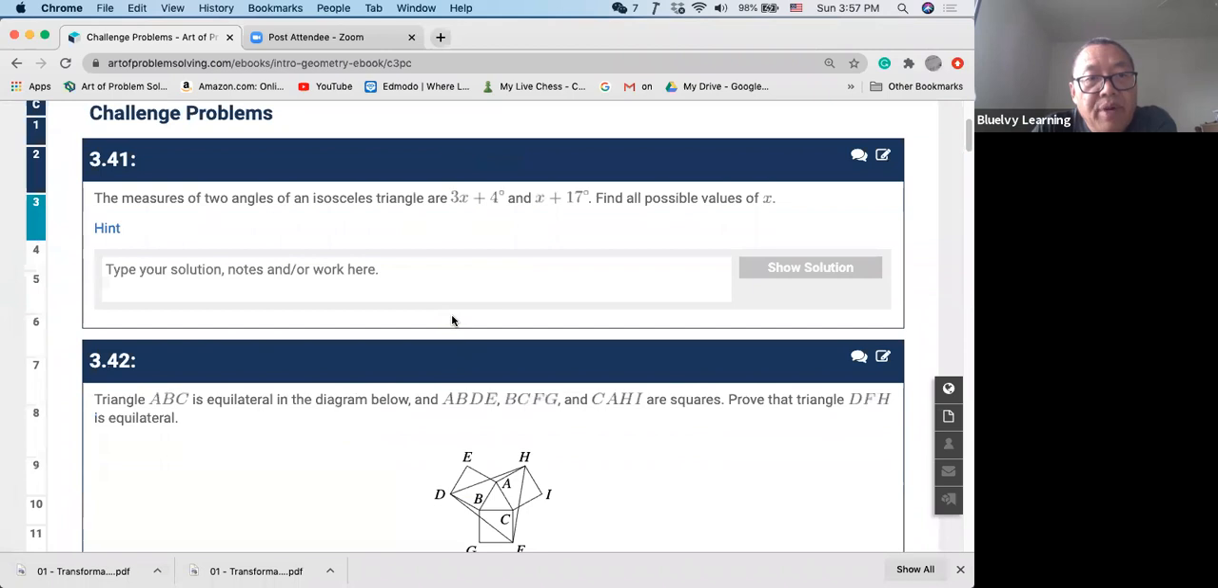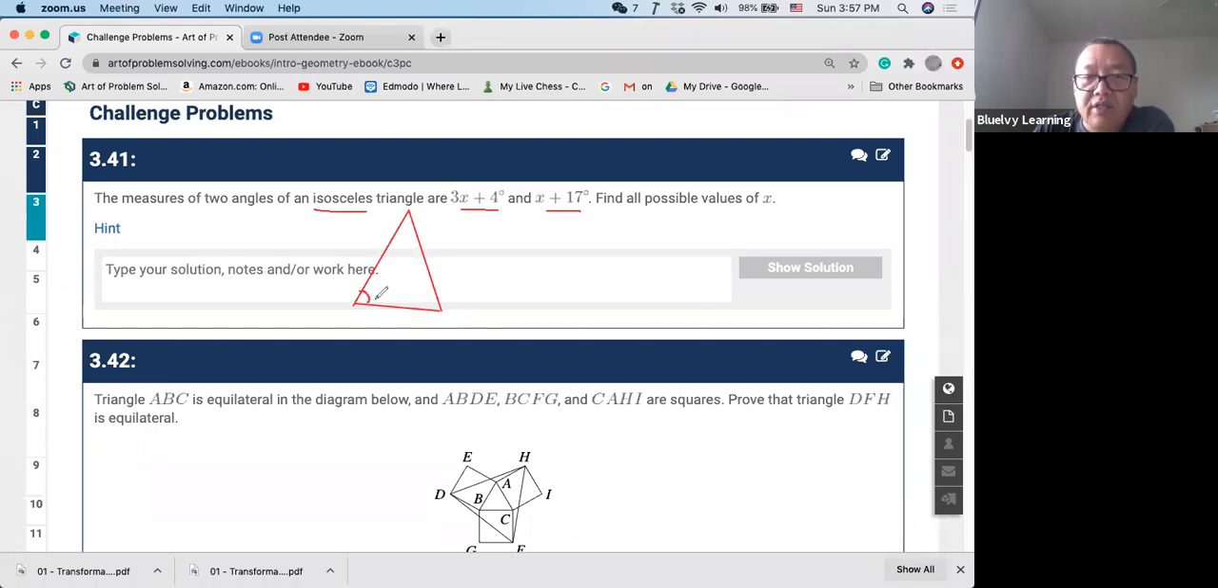3.41. The measures of two angles of an isosceles triangle are 3x plus 4 degrees and x plus 17 degrees. Find all possible values of x. So for this one, first, you need to know what an isosceles triangle is. That means you have two sides equal. Then this triangle will have two angles that are equal, right?